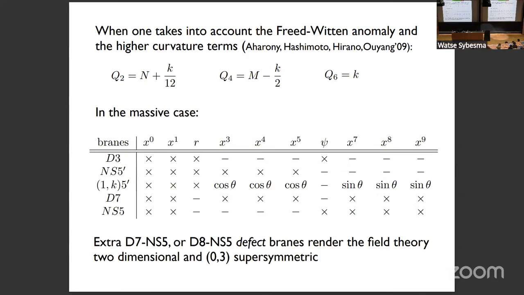So, okay, we know then which is the brane intersection that appears in the massless limit because we have recovered ABJM. So now let's add the extra branes that we have in our case.